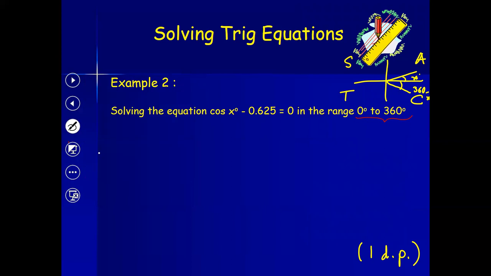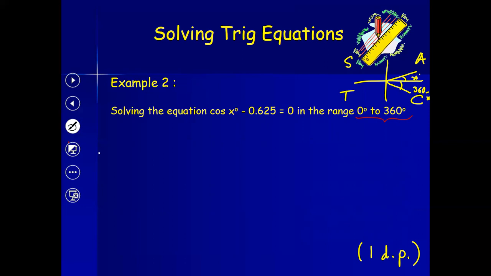How do you solve an equation? How would you solve x minus 5 equals 0? You make x the subject, and then x equals 5. Now I've got cos x minus something equals 0.